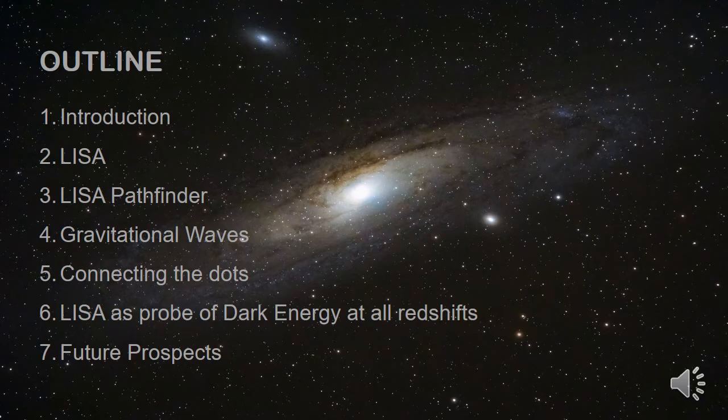Introduction: why we use powerful instruments like Virgo, LIGO, etc. in the first place. What is LISA? Its scientific goals, model, how will it work in space? LISA Pathfinder: what was the utility of LISA Pathfinder? Gravitational waves: what are gravitational waves? Sources of gravitational waves. Connecting the dots: how the dots are connected by LISA.